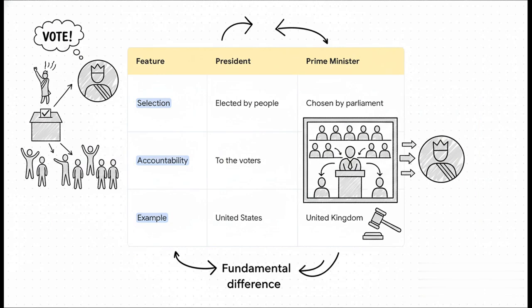In a presidential system, the leader is elected by the people, so they're accountable directly to the voters. But in a parliamentary system, the prime minister is chosen by the parliament, so they're accountable to their fellow elected officials. It's a totally different flow of power.